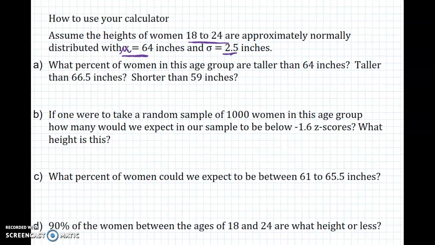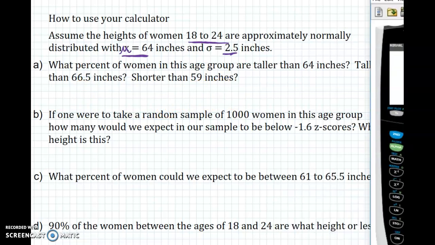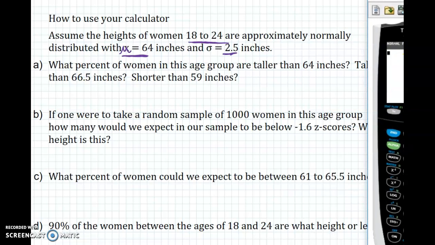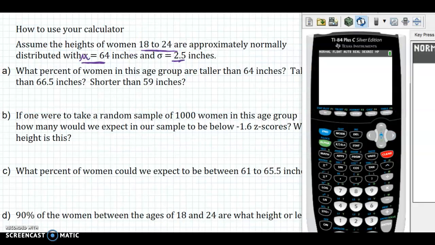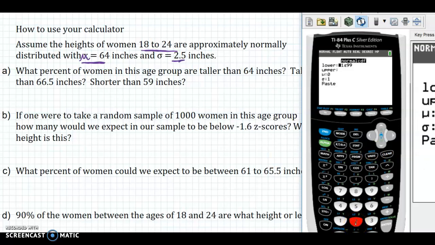The first question, question A, says: what percent of women in this age group are taller than 64 inches, taller than 66.5 inches, or shorter than 59 inches? If we pull up our calculator, you can watch me do this. Taller than 64 inches. We go second and then VARs, and it brings up the distribution menu, and we want normal CDF. So what percent of women are taller than 64 inches? That means my lowest would be 64.